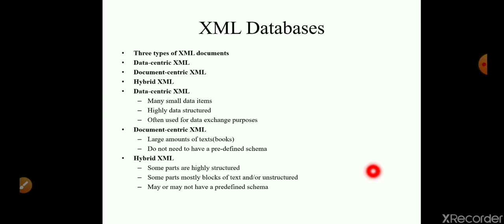Here unstructured data refers to all the formats, so video format, image format, all the formats of data, and may or may not have a predefined schema. So these are the three types of XML documents.